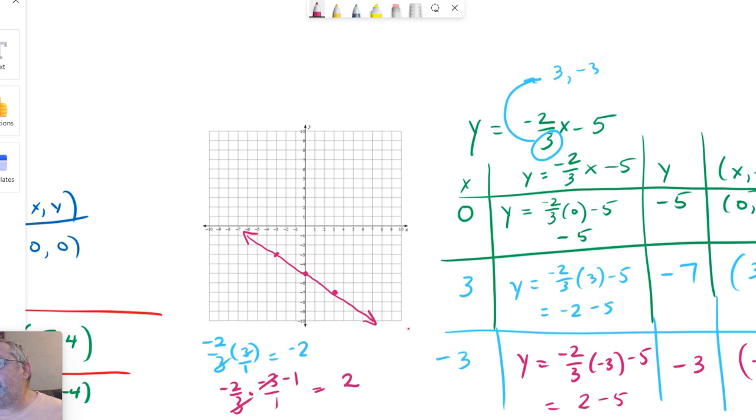So I hope this helps you build those tables. That's how you're going to show your work, and then draw those graphs.